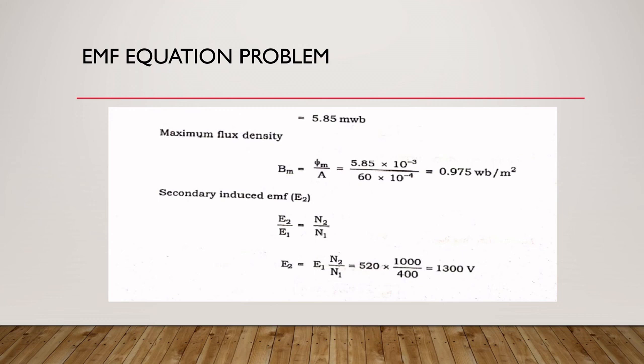We know that maximum flux density is equal to the flux across the core divided by the area of the core. If we substitute both values, we will get Bm in terms of Weber per meter squared. Then we should find the secondary induced EMF. We know the relationship between the EMF and the number of turns is directly proportional: E2 divided by E1 equals N2 divided by N1. If we substitute all the values except E2, we will get the EMF induced across the secondary winding. Thank you.